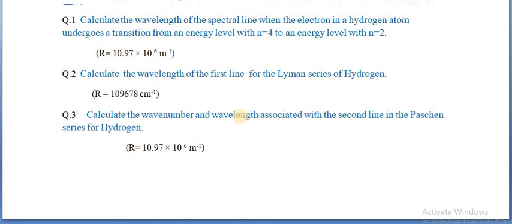Calculate the wave number and wavelength associated with the second line in the Paschen series for hydrogen. Once again, you have to use it in a similar way. You can refer to table 2.2 for the second line, to see what the value for n1 will be and what the value for n2 will be, and the value for R is given over here. So you'll find the wave number and wavelength.